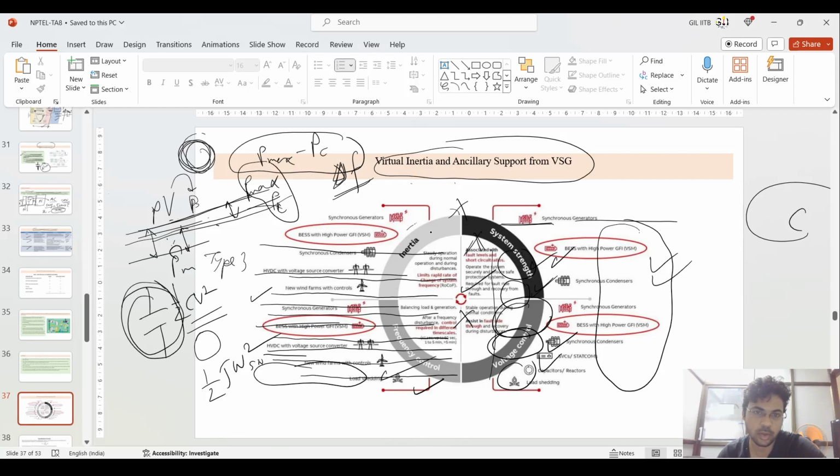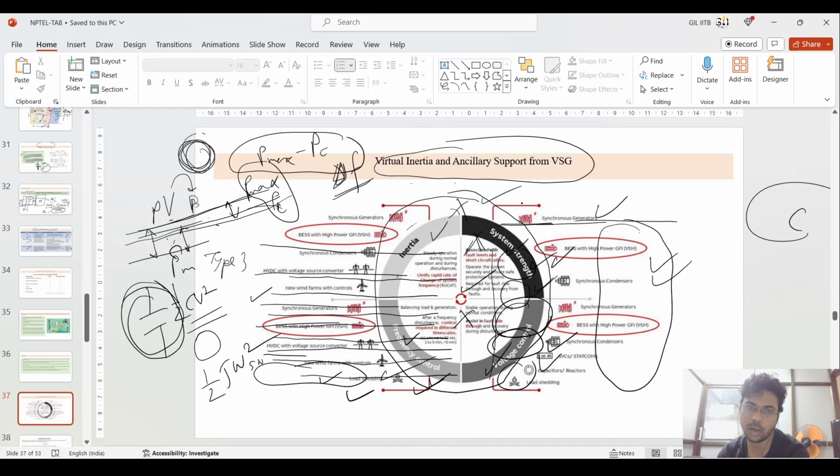If you see this figure, it is not very visible, so I am reading it out. Sorry for that. You see inertial support, frequency control, voltage control, and system strength. System strength is associated with fault and short circuit conditions. The synchronous generator has the capability to provide inertial support, and it also adds the system strength feature. For frequency control, the HVDC systems, new wind farm based control systems, and load setting can be options.